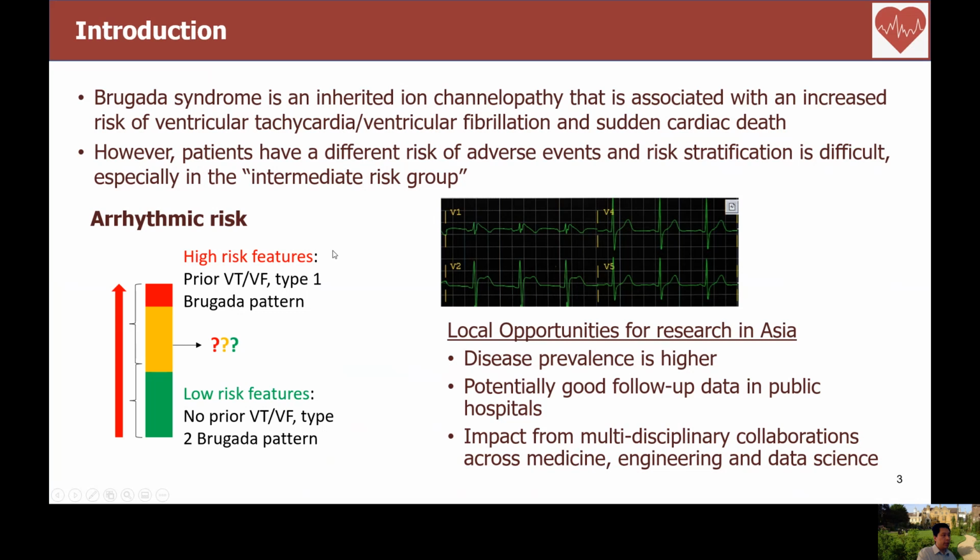As you all know, the high-risk patients are relatively straightforward. You give them an ICD if they've got very high-risk features, and for low-risk features, you just follow them up closely with some non-invasive tests, perhaps. But really, the problem arises when patients have a mixture of high-risk and low-risk features, and it's really the intermediate and slightly low-risk group that provides a conundrum for clinicians. What risk is sufficient for us to give an ICD to that patient?